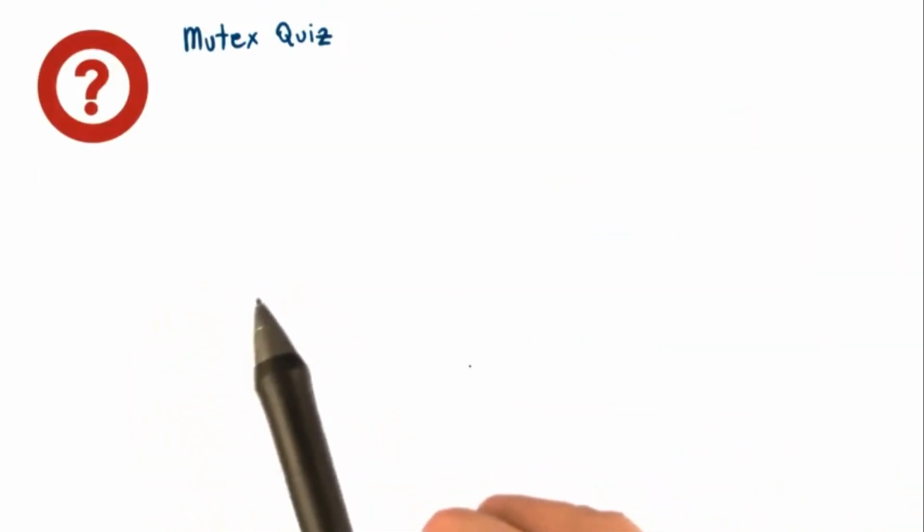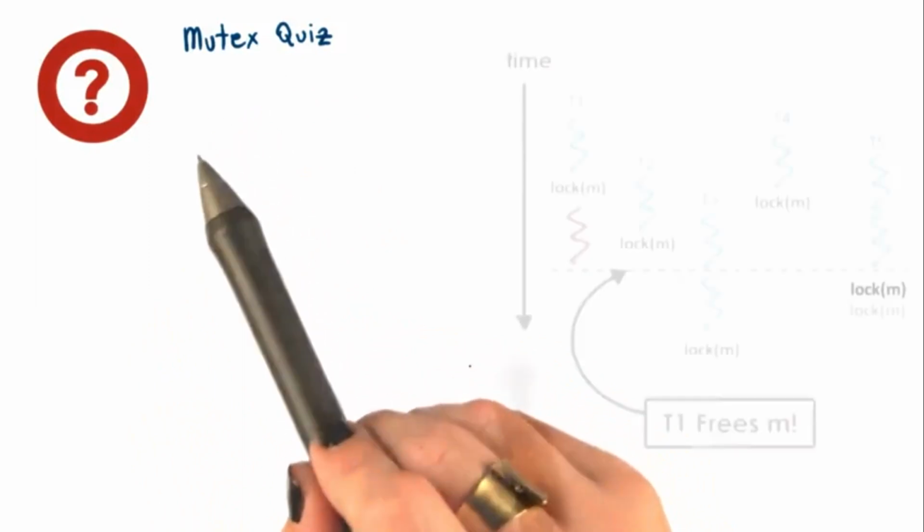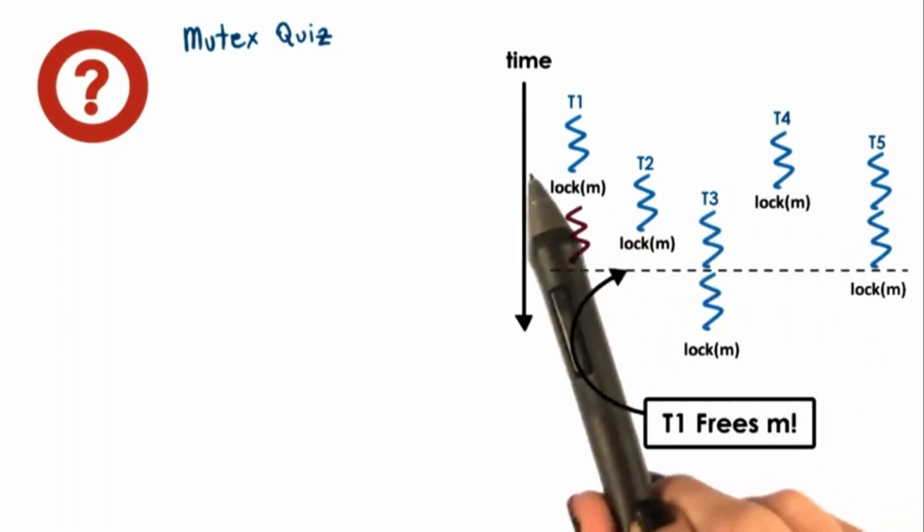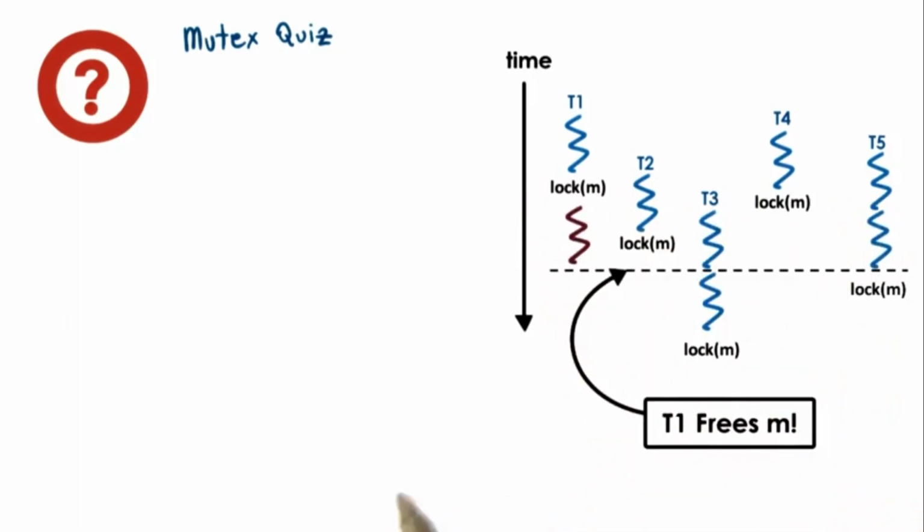Let's do a quiz now. Let's take a look at what happens when threads contend for a mutex. For this quiz, we will use the following diagram. We have 5 threads, T1 through T5, who want access to a shared resource, and the mutex M is used to ensure mutual exclusion to that resource.